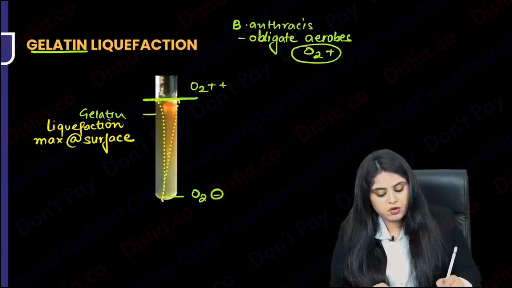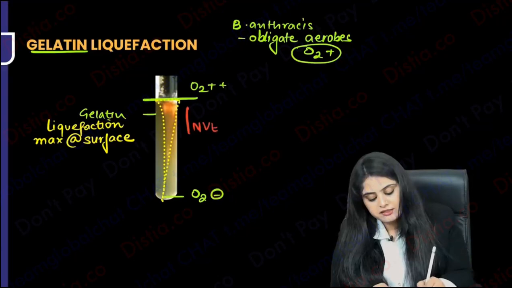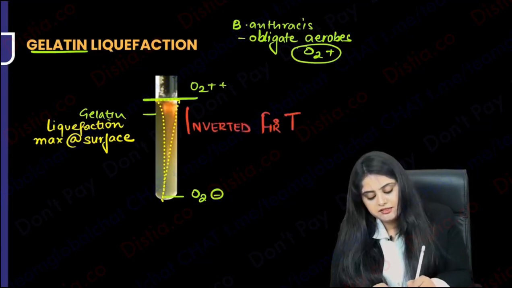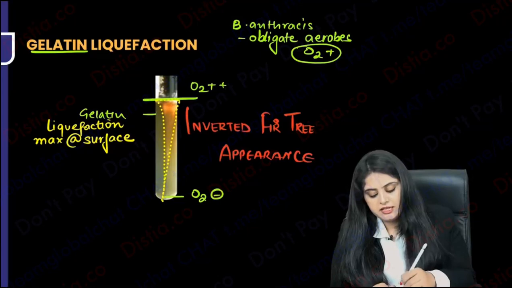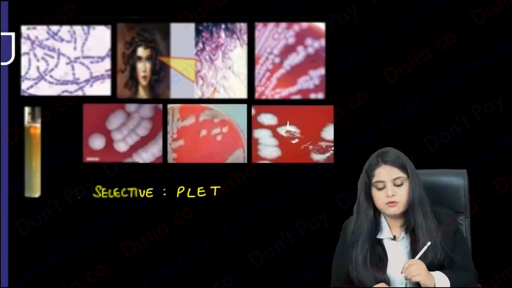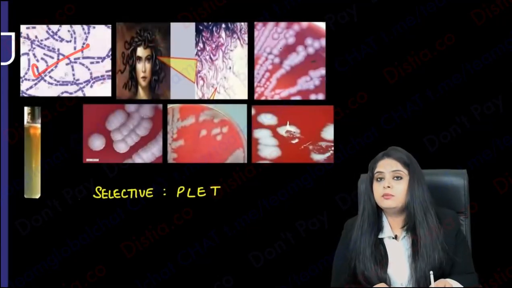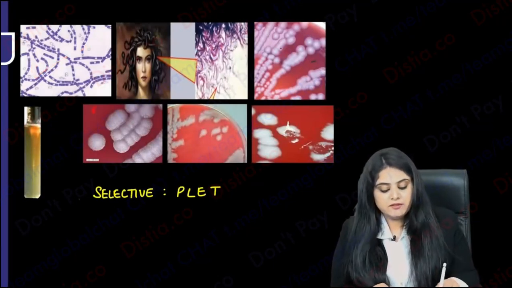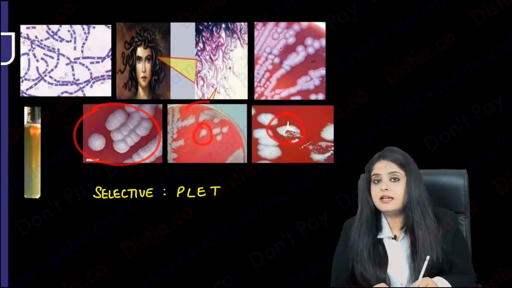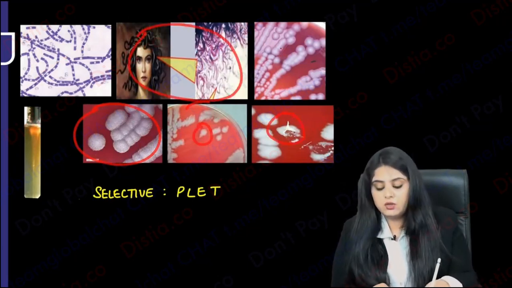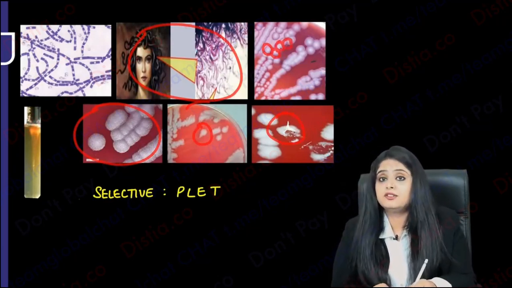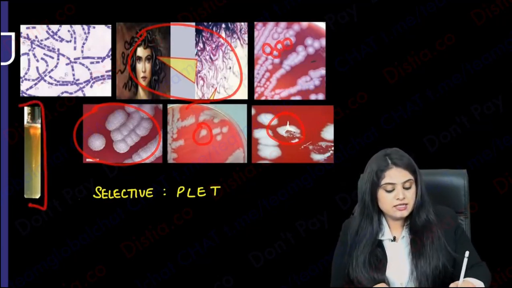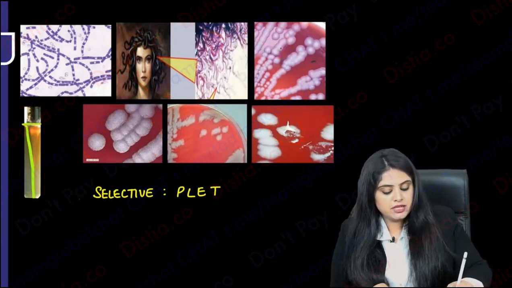What appearance have I got? This is referred to as the inverted fir tree appearance, right? So repeating once again, guys, now you've almost come to the end. What was this? This was the boxcar or bamboo stick. Then you have the frosted glass appearance, the comet tail appearance, the beaten egg appearance, all of them show medusa head colonies, string of pearls appearance on penicillin agar, and gelatin stab is definitely going to show you the inverted fir tree.